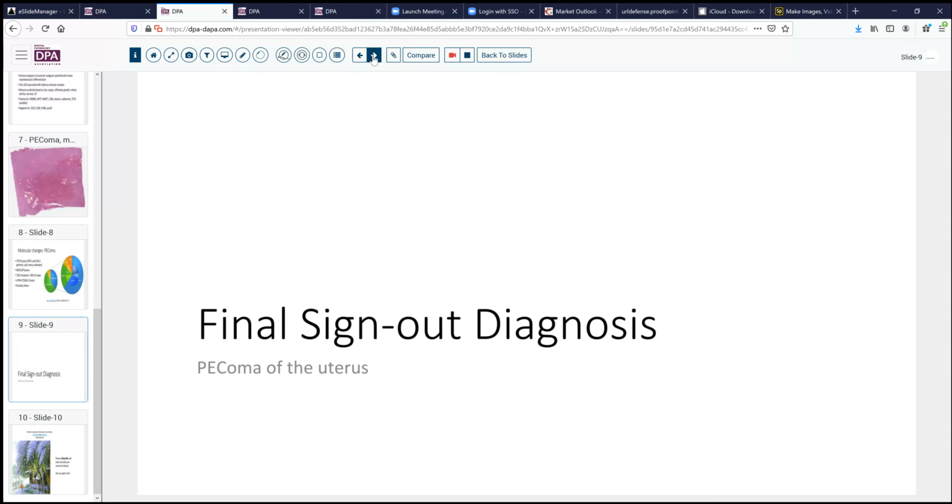So our final sign-out diagnosis today is PEComa of the uterus. This one has the features of a malignant PEComa, and that is important to predict behavior. It is important also to note, however, that recurrences and metastases can occur quite late in some of these cases, 10 or more years after the initial presentation.